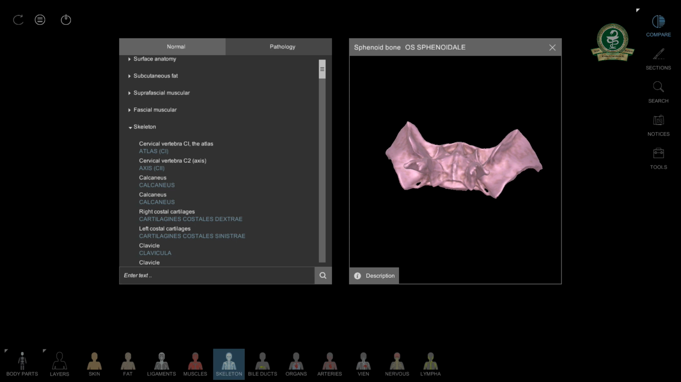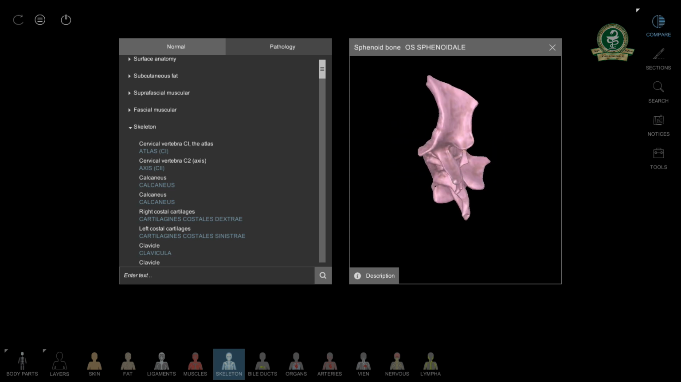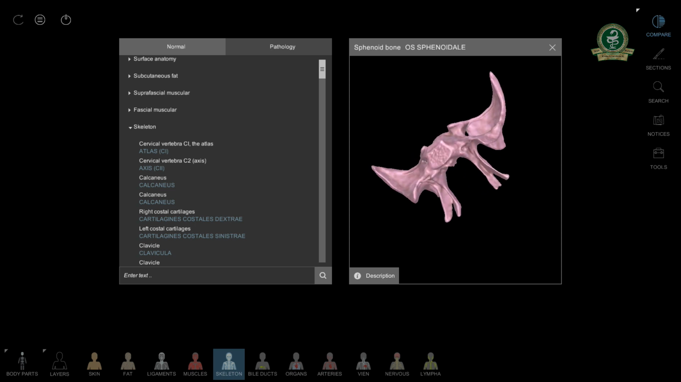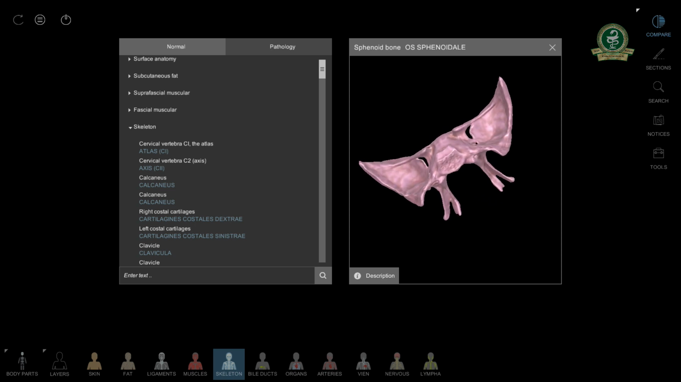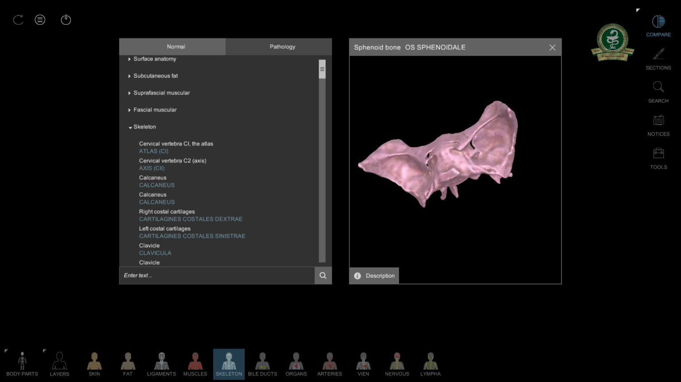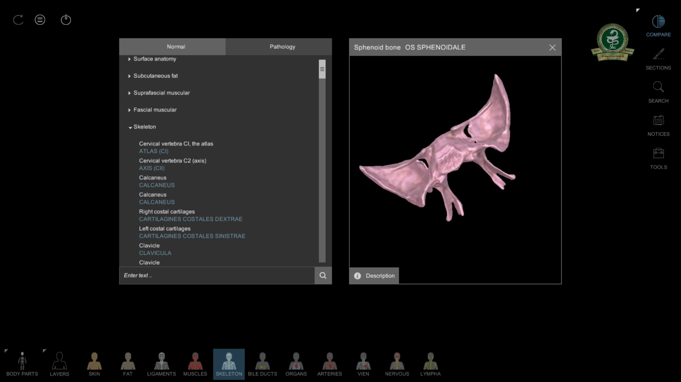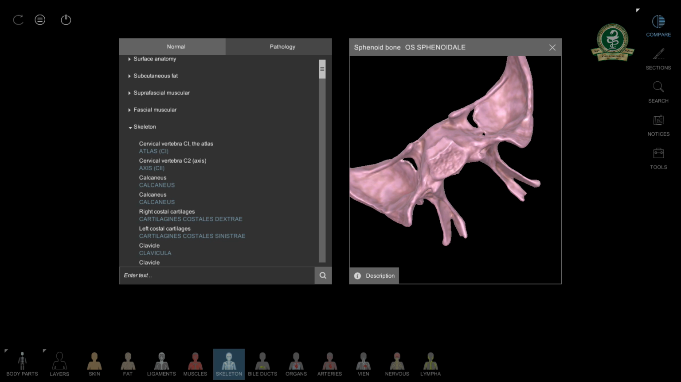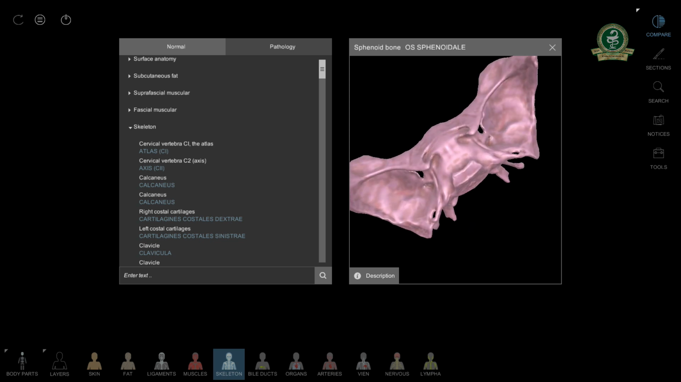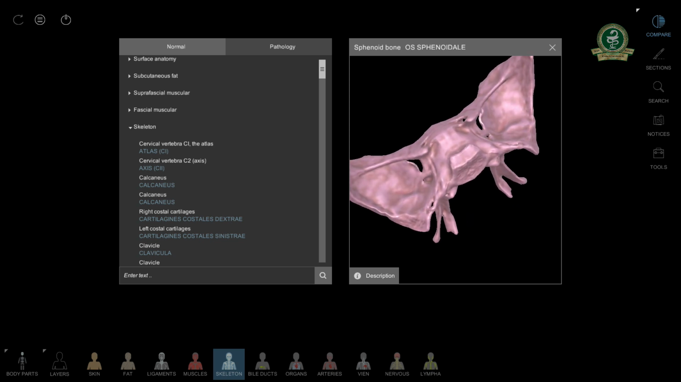We have the body of the sphenoid, a cube-like medial portion between the ethmoid and occipital bone. Where's the body? The body is here. Here we have the body, the body of the sphenoid bone.